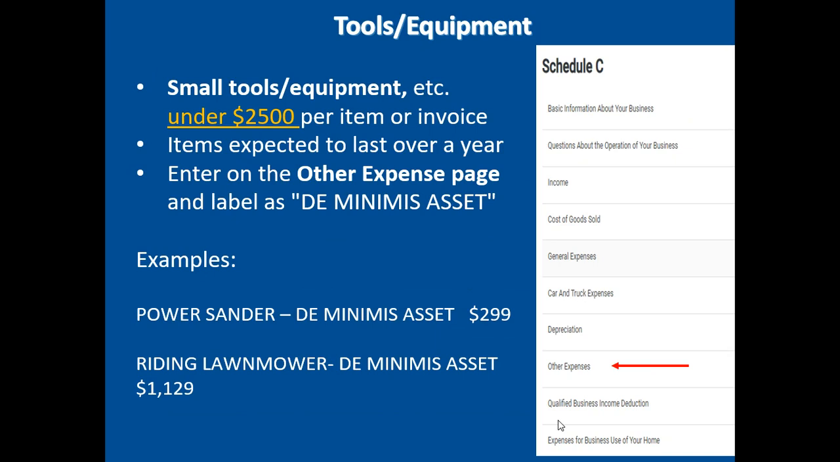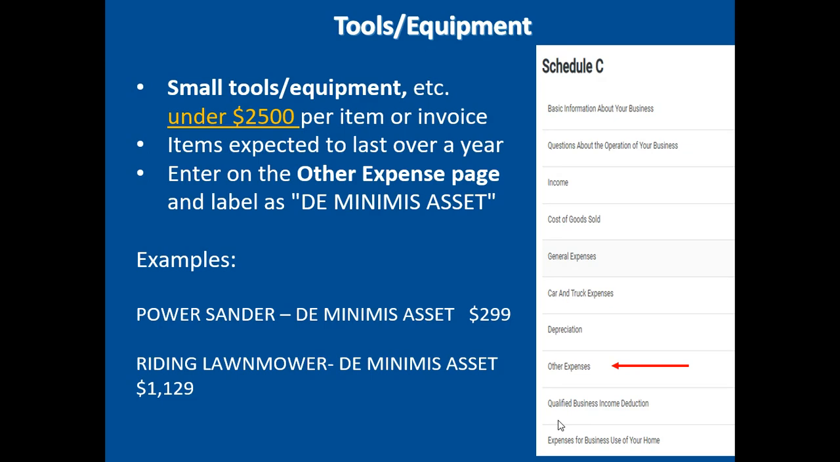Some examples that would be allowed: that power sander costs $300. Yes, it's going to last more than a year, but it's under the $2,500 mark. That's okay. Riding lawnmower, it's going to last more than a year. As long as it's under 2,500, we can put it on the return. If it's more than 2,500, we can't.